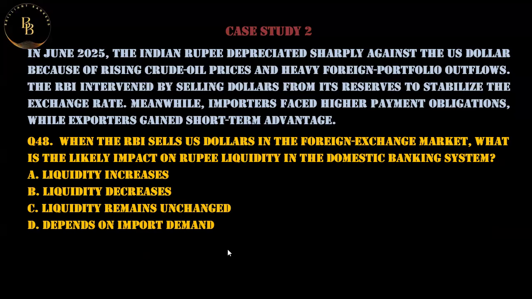There is an increase in liquidity. The liquidity decreases. Liquidity remains unchanged, or depends on the import demand. What happens? There is a decrease in liquidity. The dollar sales absorb rupee liquidity because RBI takes rupees out of circulation to purchase foreign currency.